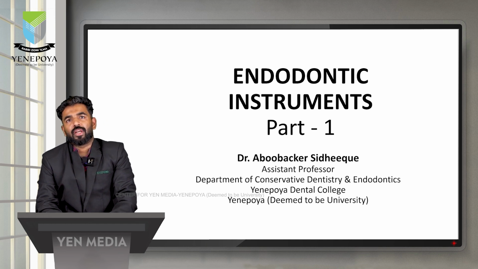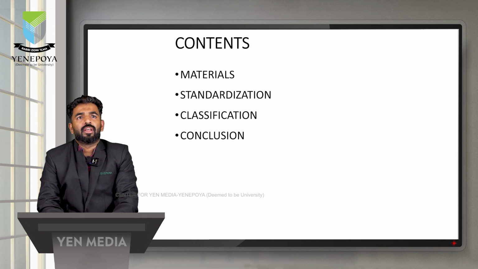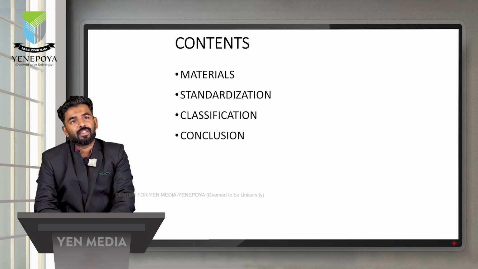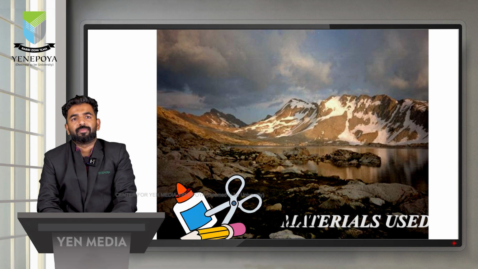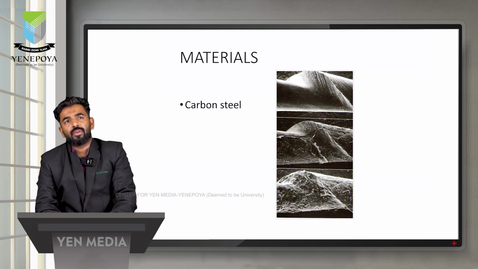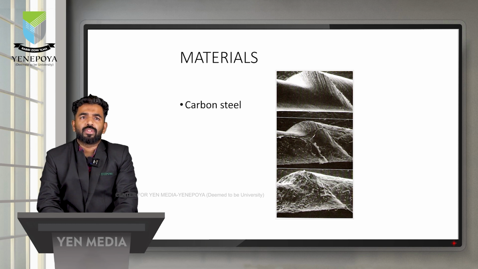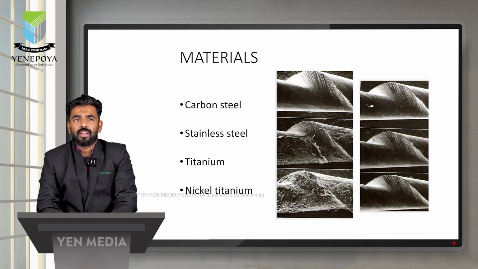Today, I am talking about Endodontic Instruments, Part 1. My contents are materials, standardization of instruments, classification, conclusion. Coming to materials used in instruments. Initially, we used carbon steel, then came stainless steel, then titanium and nickel titanium.